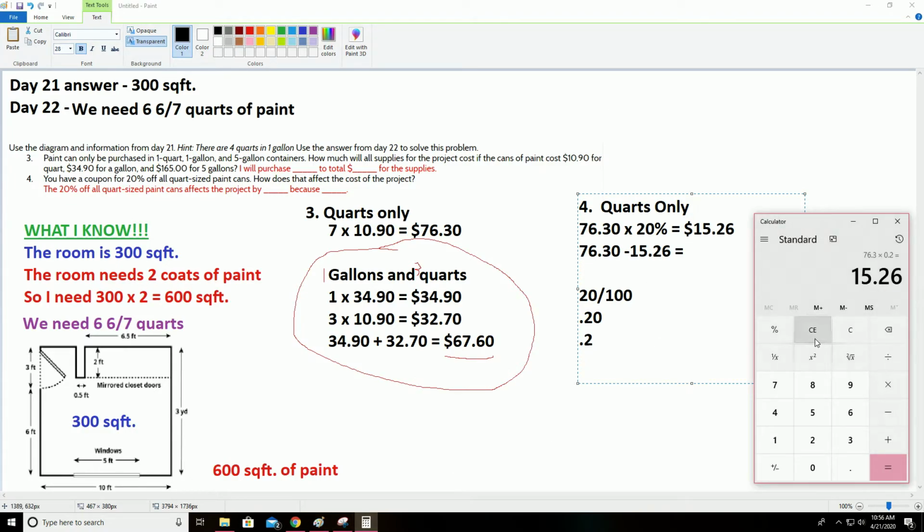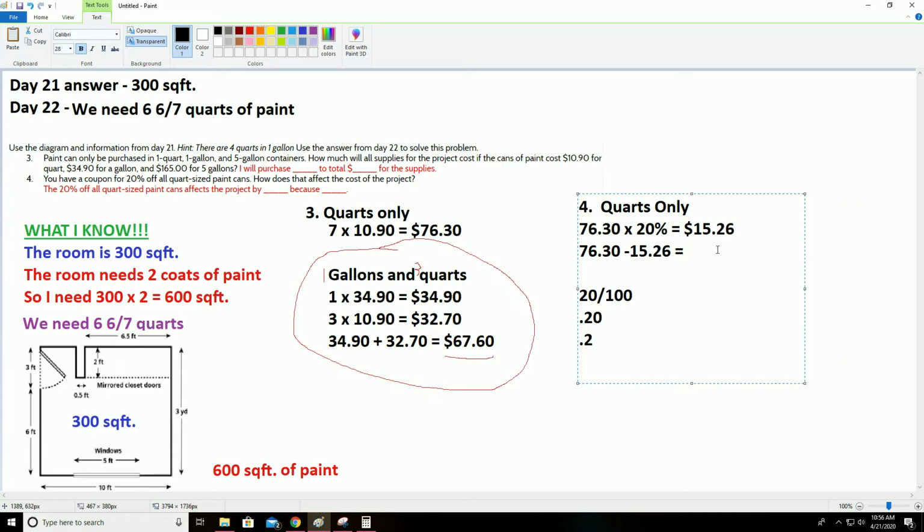So when I go back to my calculator, oop, I did it the wrong way. I was trying to do it like a 10 key. $61.04 will be my new price. So this is how it affects the quarts only.